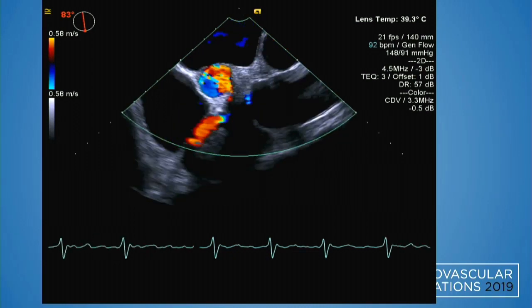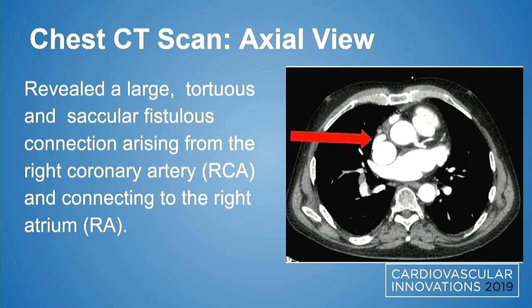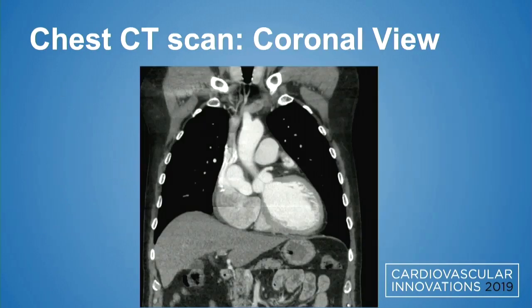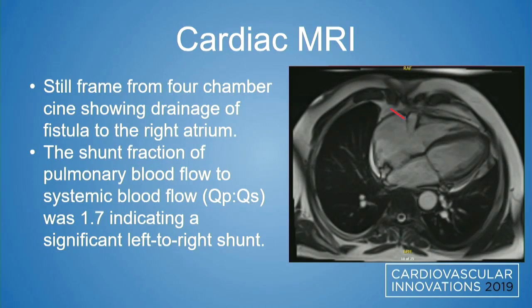So the patient was sent to the ED. CT chest was done, which showed right coronary artery to right atrial fistula. We can appreciate this more in the coronal view. So the patient was scheduled for cardiac MRI as an outpatient. As we can see here in the 4-chamber cine image, there is draining fistula in the right atrium. Shunt fraction was calculated at 1.7.